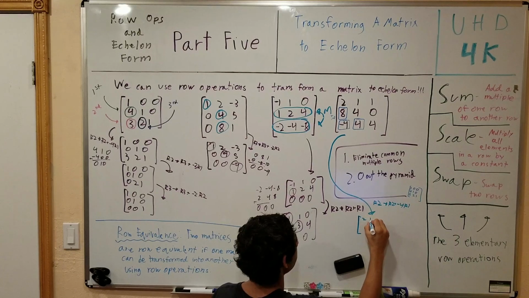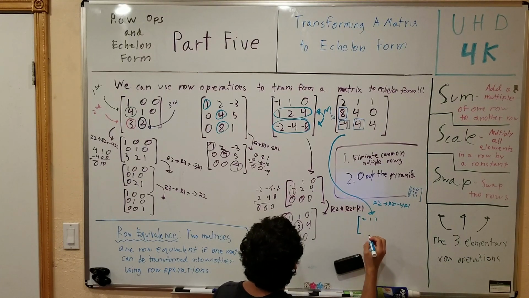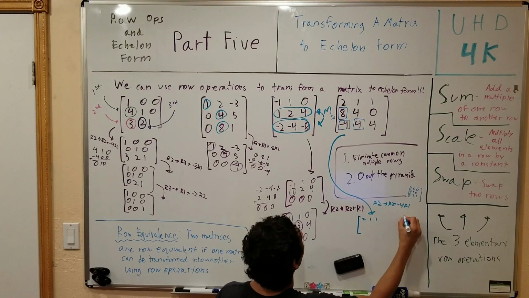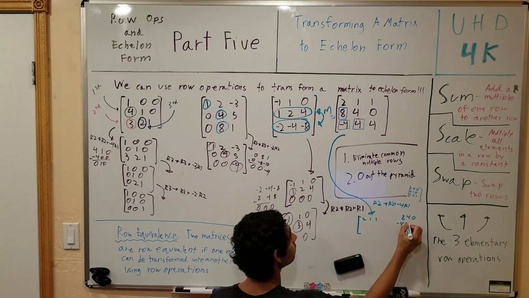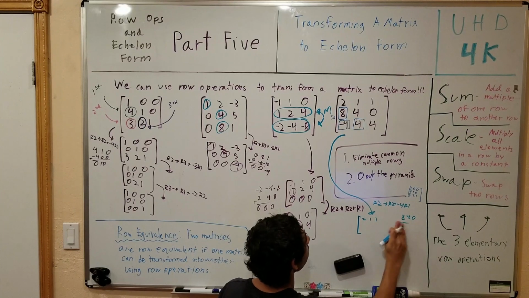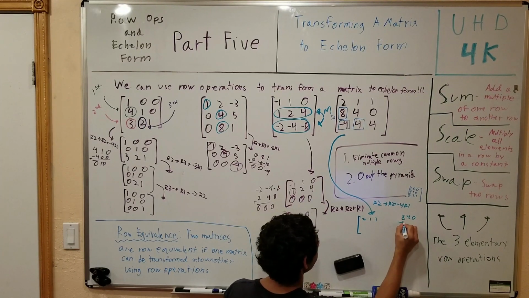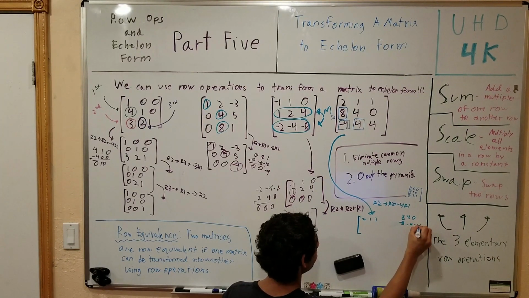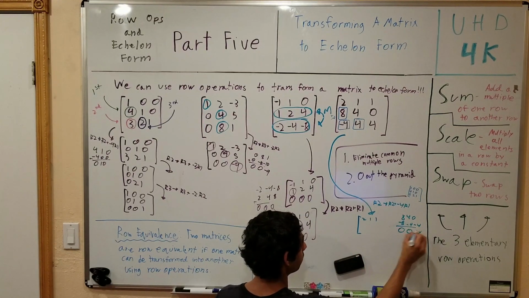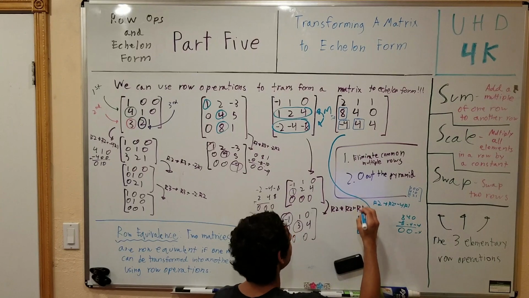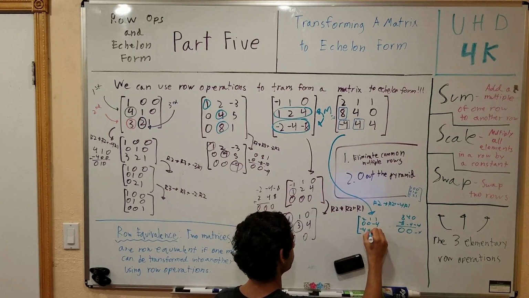Well, row 1 remains the same, 2, 1, 1. Row 2 we want to add to 8, 4, 0, which is our second row. We want to add -4 times row 1, so -8, -4, -4. So when you do that, we end up getting 0, 0, -4. And our third row remains the same, -4, 4, 4.